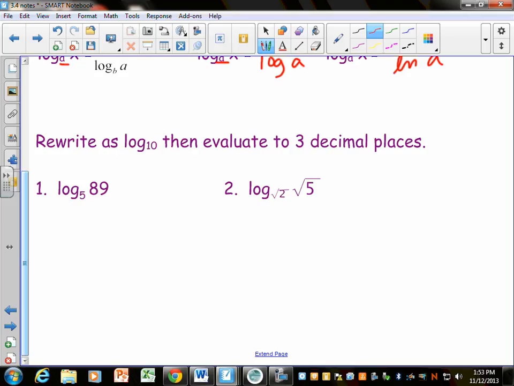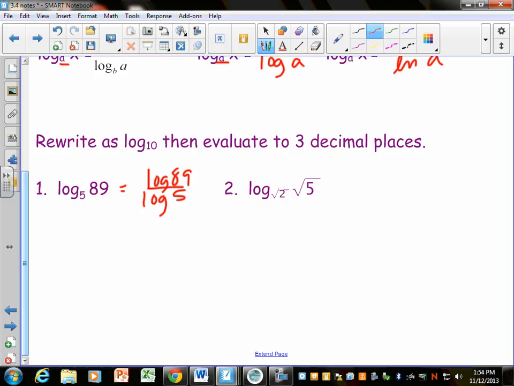It says write as log base 10, so that means it's telling us to use that middle formula, and the base goes on the bottom. So that means I know that it's log of 5 on the bottom, log of 89 on the top, and you can just type that in your calculator. Log 89 divided by log 5, and you give me the answer. On your quiz or your test, I need to see both of these. I need to see that, and I need to see your decimal.